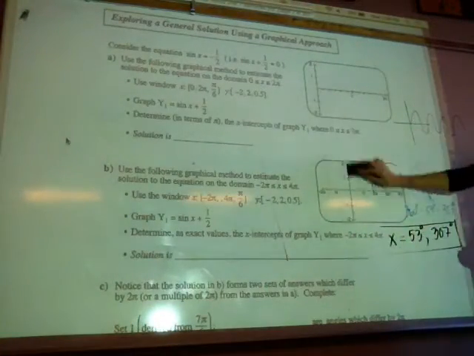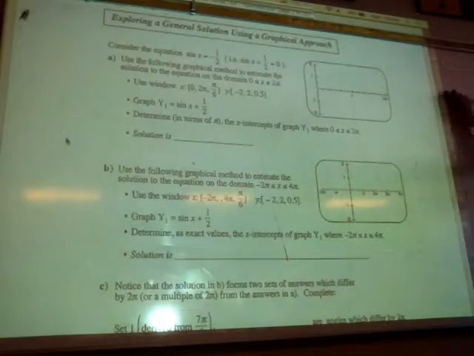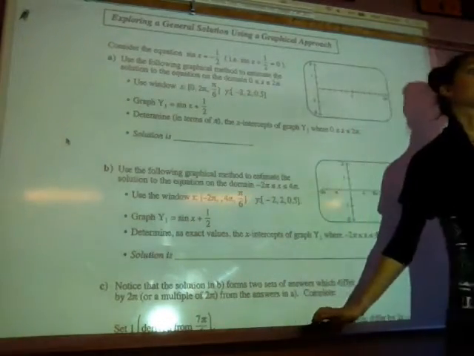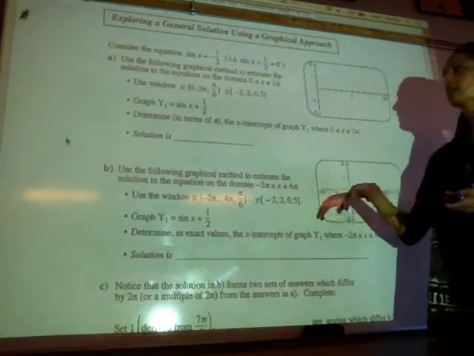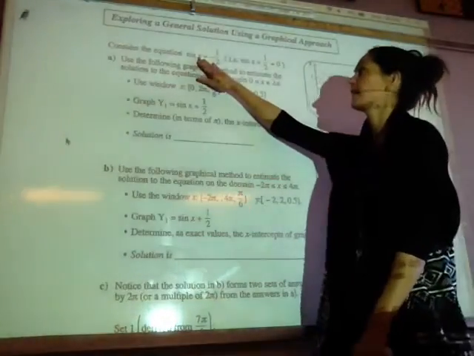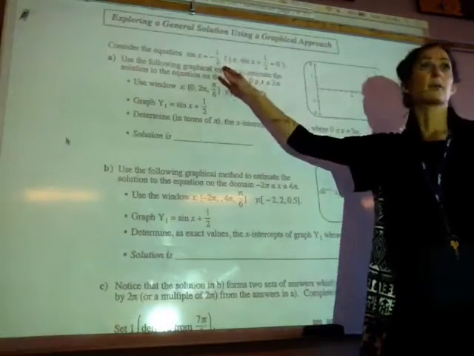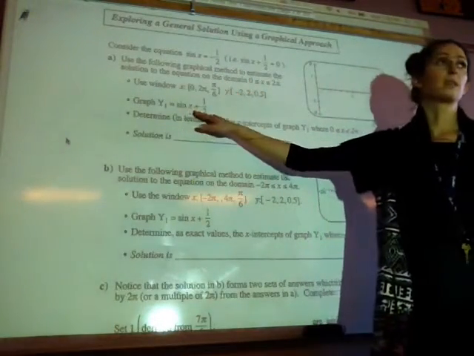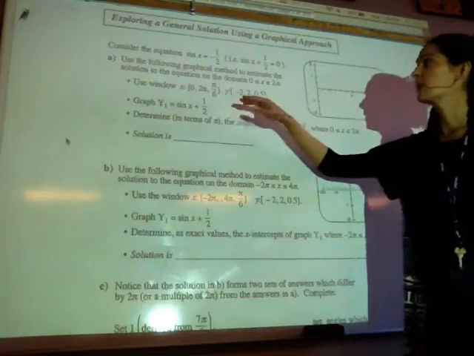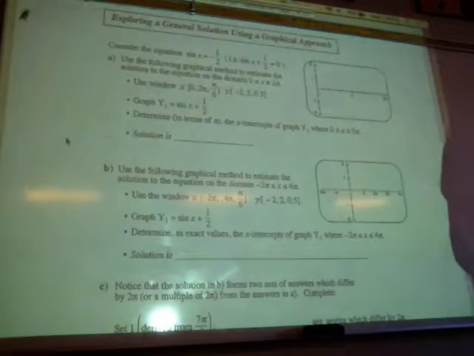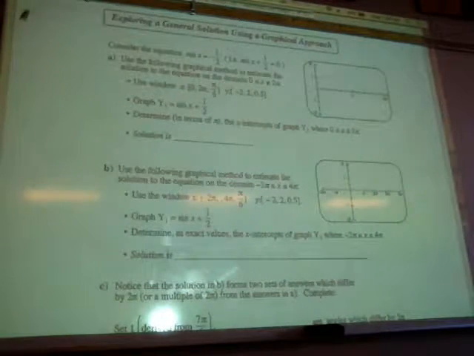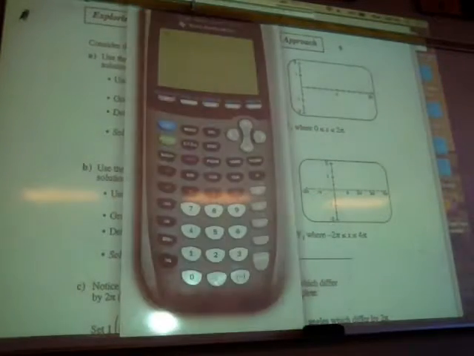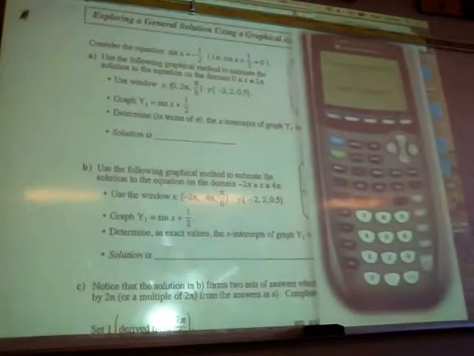So the first method we're going to look at is the x-intercept method, and for that method we have to make sure that the entire equation is on the left-hand side of the equation. So if we have sine x equals negative 1/2, we're going to add the 1/2 to the left-hand side, which gives us sine x plus 1/2. If you could just throw that into your y equals, please. There are also some recommended window settings.